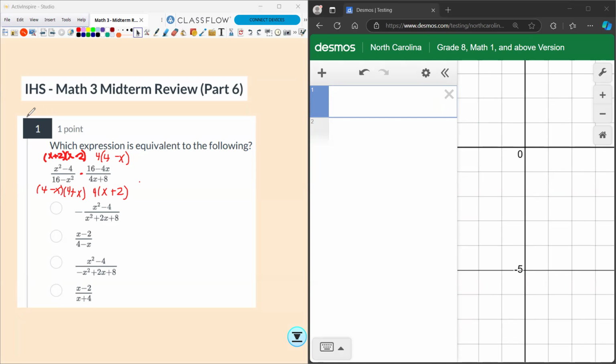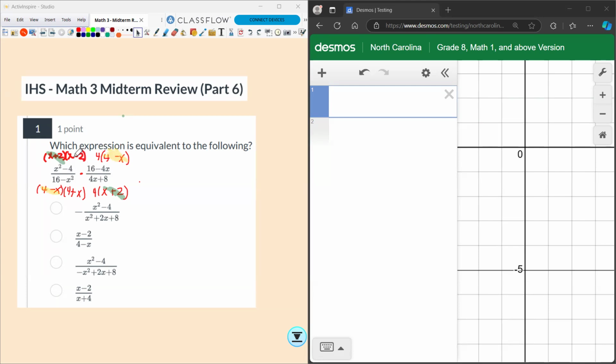So the goal for these questions is to cancel things out from the numerator and the denominator. So we want to look at the numerator and the denominator and see if we have any common factors. If you use x plus 2 here, that can cancel out with that. We also have a 4 minus x that I can cancel out.